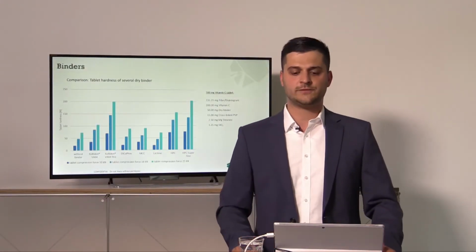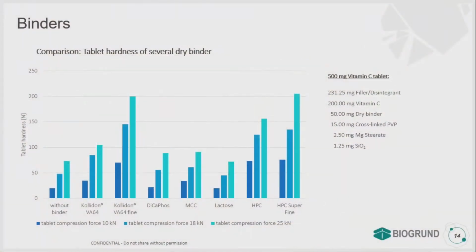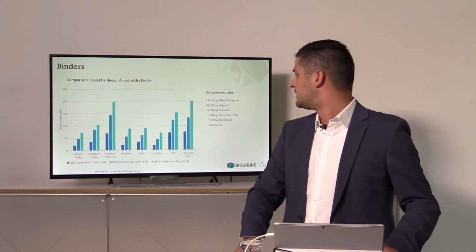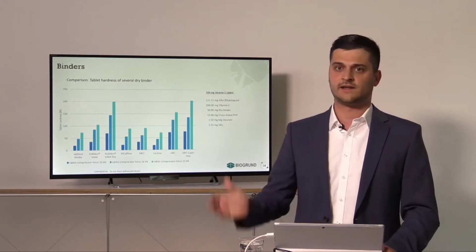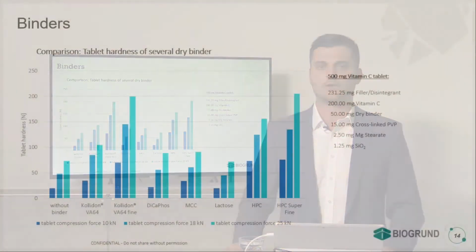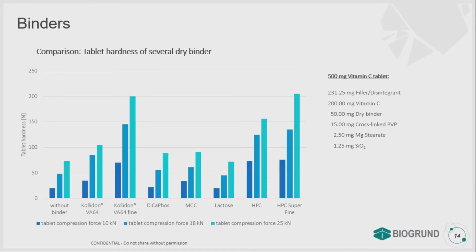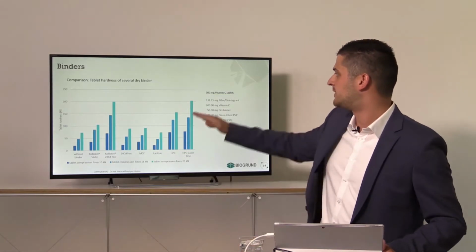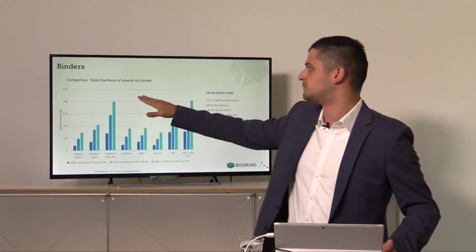What we have done here is a comparison between the tablet hardness of several binders. Furthermore, we proved the influence of various tablet compression forces. The tests were carried out with the sample formulation on my right, with fillers, vitamin, binder, disintegrant, microcrystalline cellulose, and silica. In case of PVP and HPC, the fine powder compares best. We can see the fine powder here from Kollidon and here from the superfine HPC, and the tablet hardness is at the maximum of this graph.